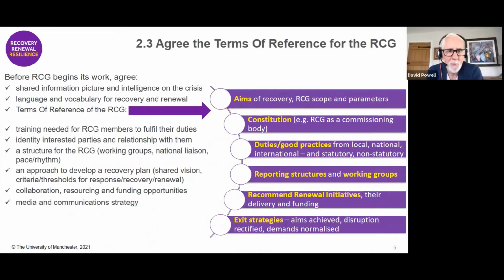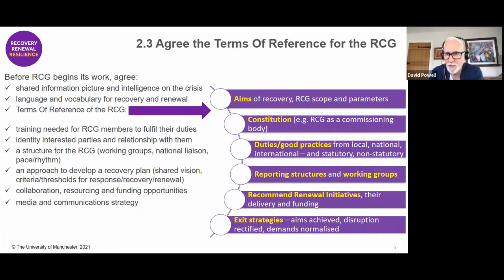One of the most important things to do, I guess, is to agree a terms of reference for this group from the very beginning. Before it starts its work, the group really does need to agree whether they have a common understanding of exactly what has occurred in the emergency or the disaster. Talk about their understanding of the language of some of the concepts we've shared with you, Recovery and Renewal, so they understand exactly which phase they're in.